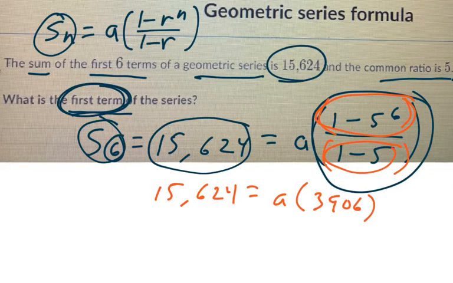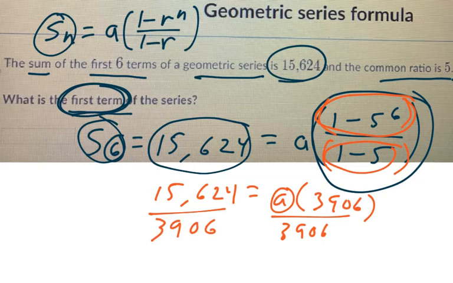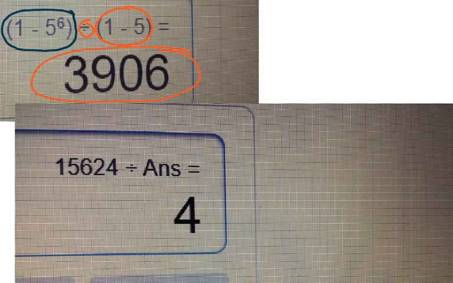Now what? What I just figured out is that 15,624 is A times 3,906. So how can I find this A? I'm going to just divide both sides by 3,906. Okay? And that's what I did right here. 15,624 divided by the answer, which is this right here. Again, guys, use your calculator with that answer button. Get good at the answer button. It saves you some time.